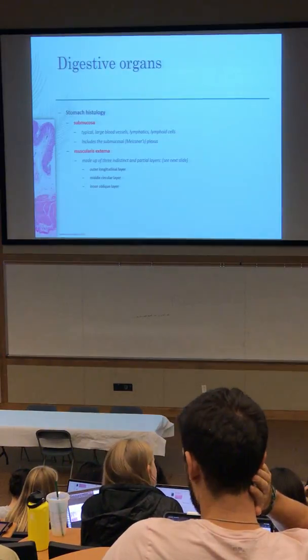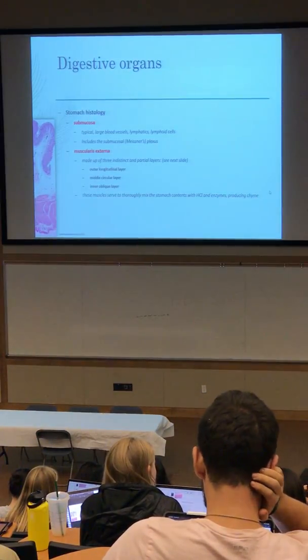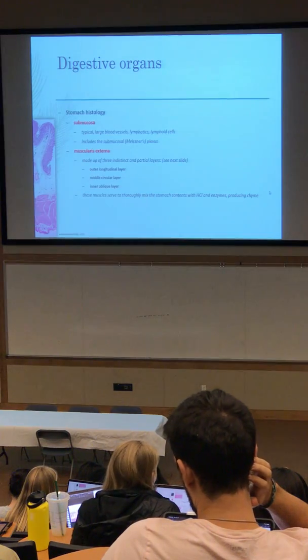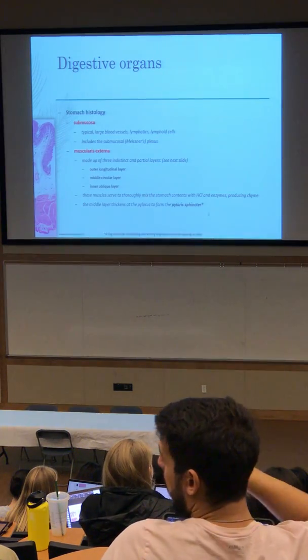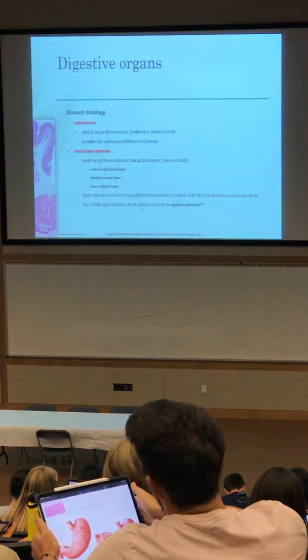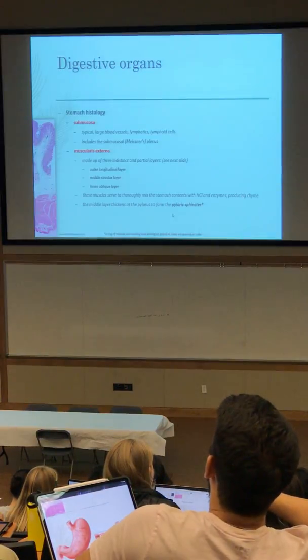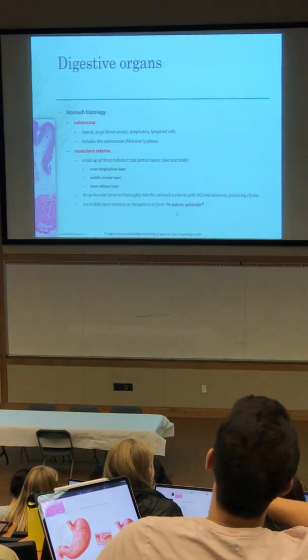They don't cover the whole stomach. And they thoroughly mix the stomach content with the hydrochloric acid and the enzymes, and they produce chyme. The middle layer becomes thickened at the pylorus to form the pyloric sphincter. Now, I don't know if we've talked about the word sphincter or not.